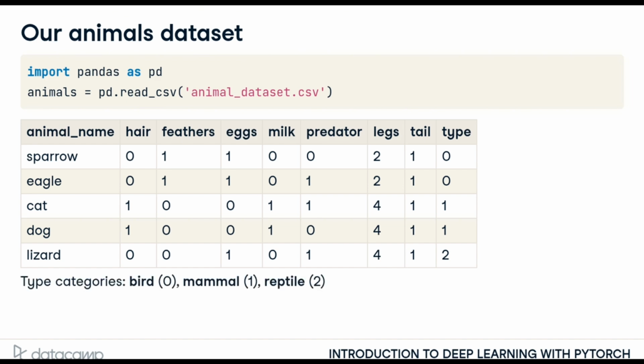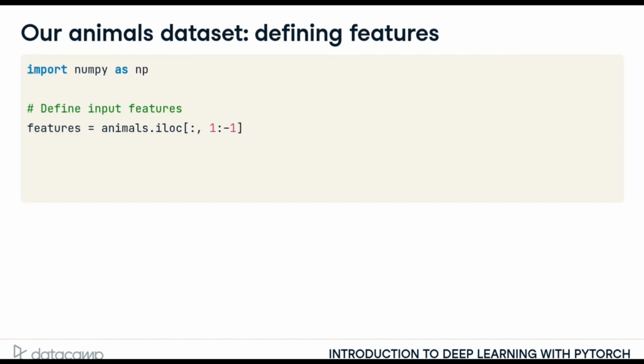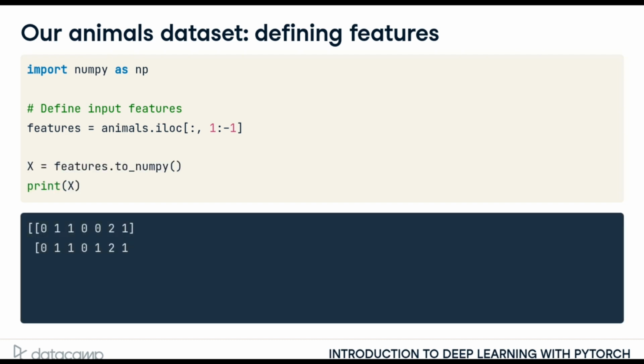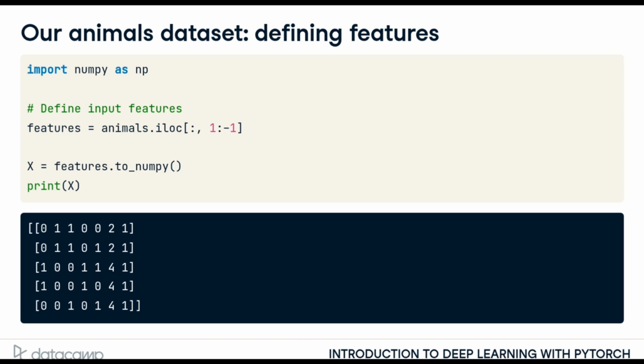Note the type column has 3 categories: bird, 0, mammal, 1, and reptile, 2. We'll use .iloc to select all columns except the first, animal name, and last, type, giving us our input features. These are converted into a NumPy array, X, for easier handling with PyTorch.